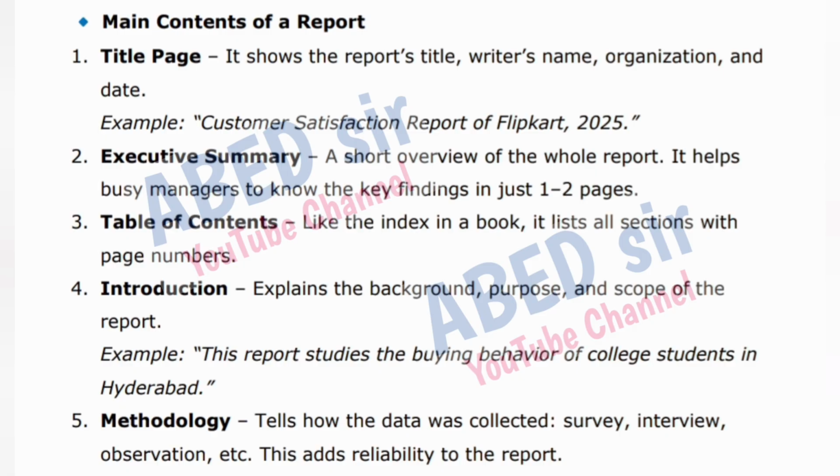2. Executive summary. A short overview of the whole report. It helps busy managers to know the key findings in just 1 to 2 pages. 3. Table of contents, like the index in a book. It lists all sections with page numbers. 4. Introduction explains the background, purpose, and scope of the report. Example, this report studies the buying behavior of college students in Hyderabad.